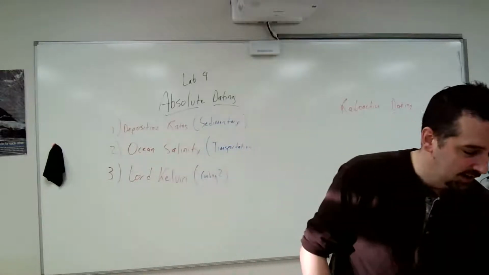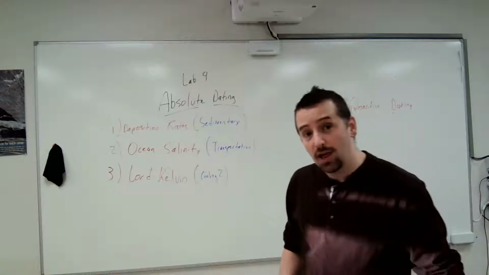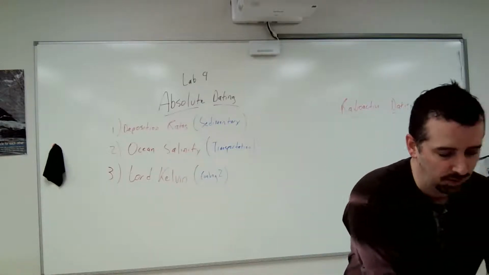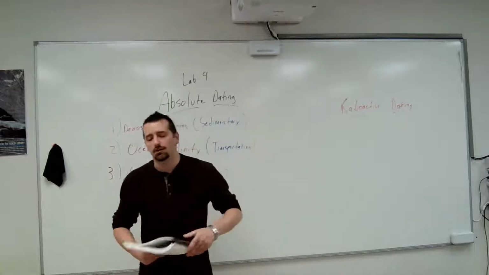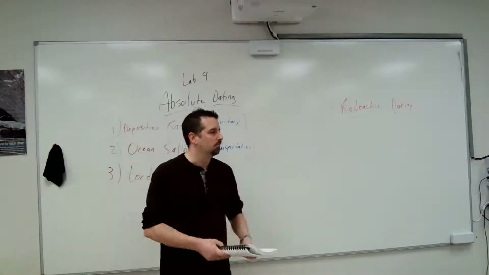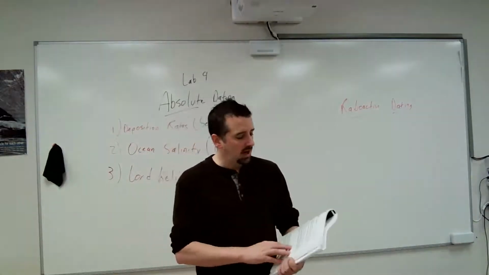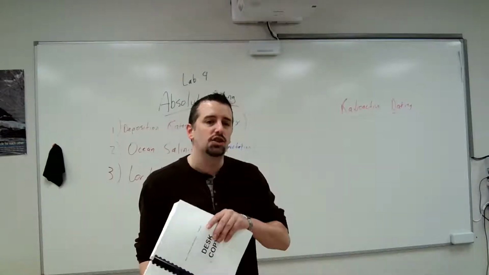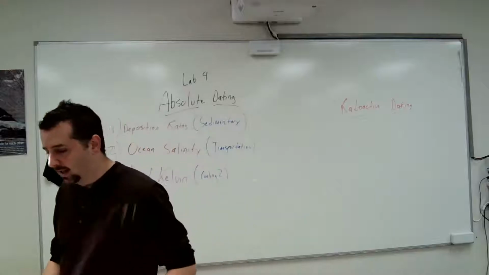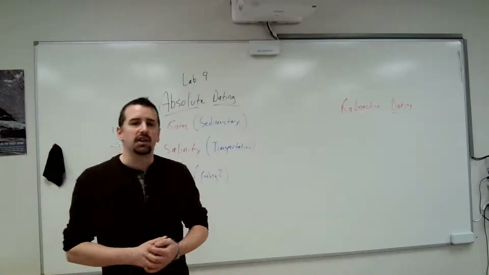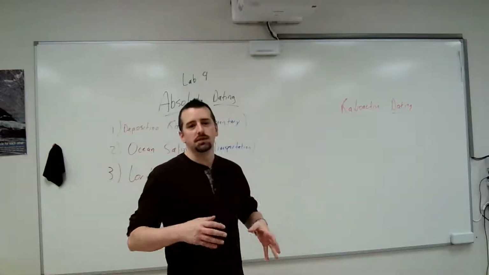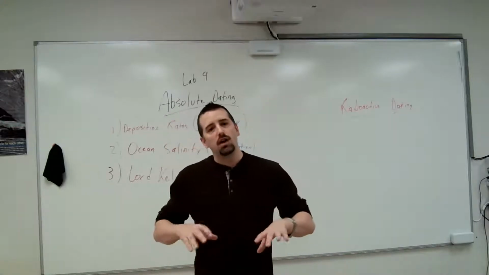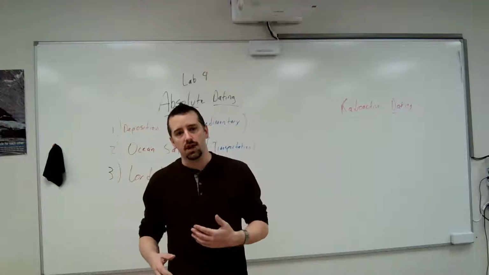All right. So what you're going to do first is open your lab manuals to Lab 9, which is on page 113. On page 113, you will see absolute dating for historical geology. So over the last couple weeks, we have discussed ways to figure out the age or approximate age of rock layers over time.